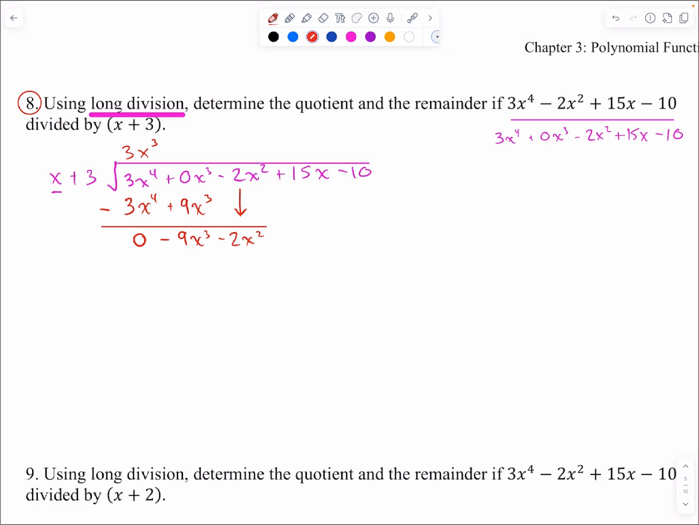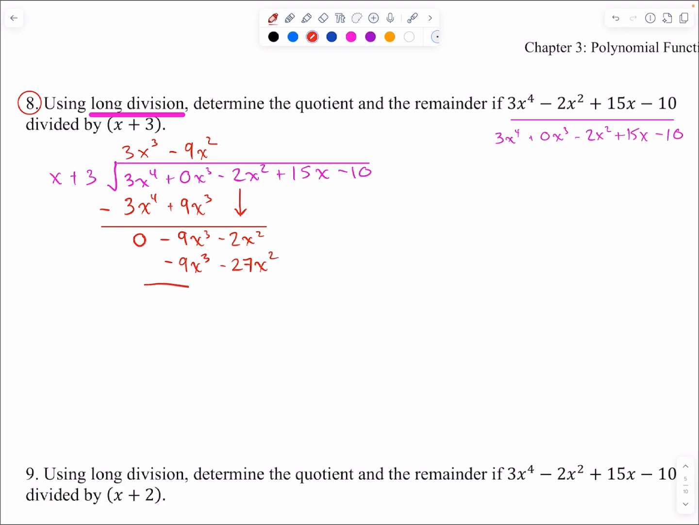And then we want to think similar to the first step. What do we have to multiply this x by to get to negative 9x cubed? We have to multiply that x by negative 9x squared. Negative 9x squared times x will give us negative 9x cubed. So now we're going to distribute that negative 9x squared to the terms of that binomial. That's going to give us negative 9x cubed, and then negative 9x squared times 3 is negative 27x squared.